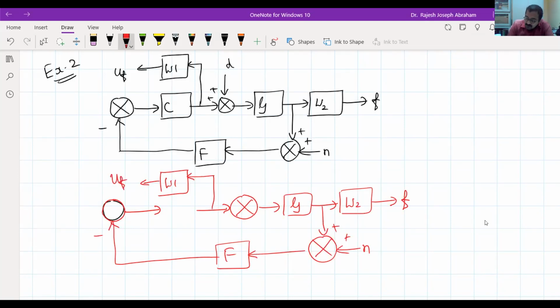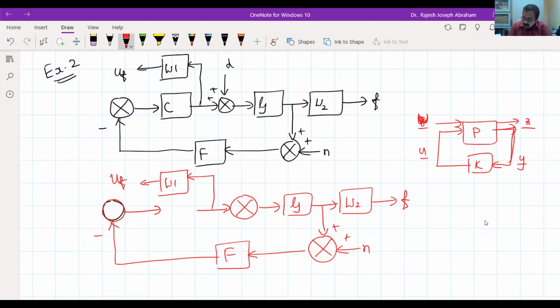Now, what is the standard configuration? This is our nominal plant P. Here we have a controller block K. This is coming here. This signal is nothing but Y, and this is U. And here we have the exogenous input W and the regulated output Z. So what is Y? Y should be the signal going to the controller. That means this signal must be the controller signal. What is U? The one coming out of the controller. So this signal must be the control input U.